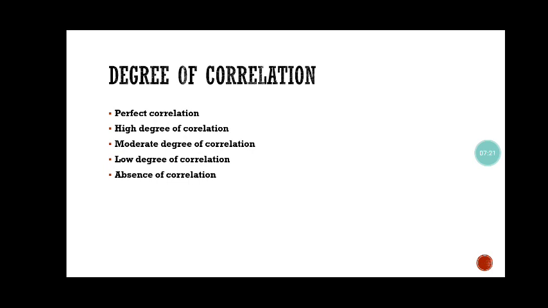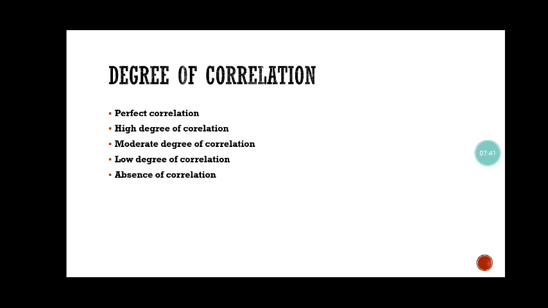So in case of perfect correlation, if there is perfectly negative correlation between the two variables, the coefficient of correlation would be -1.